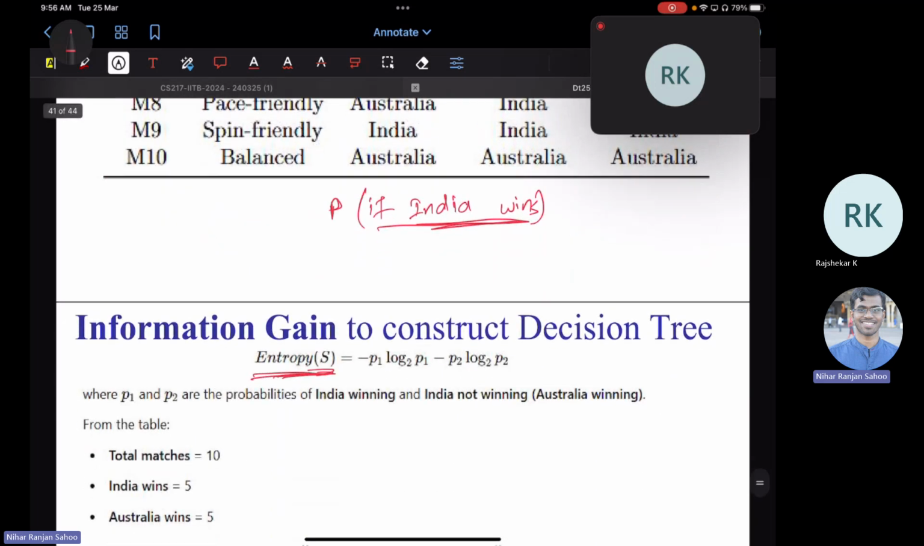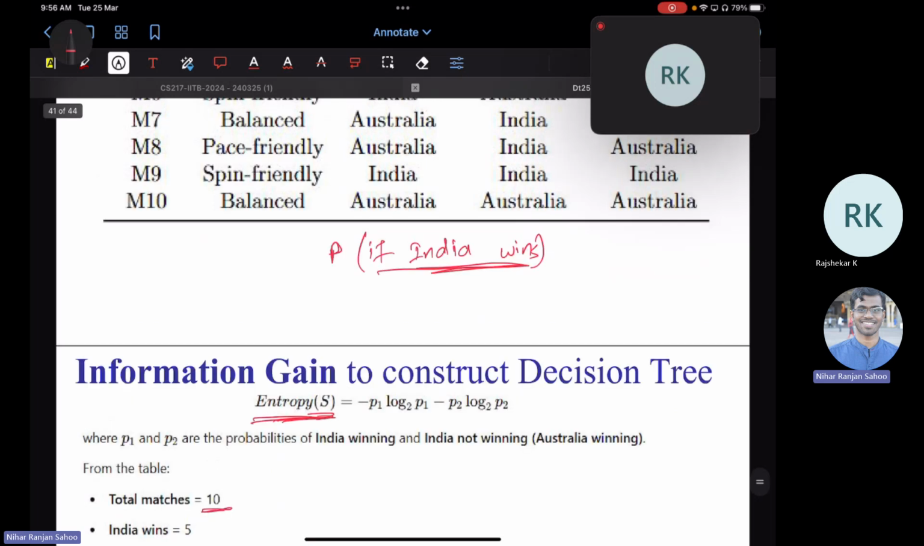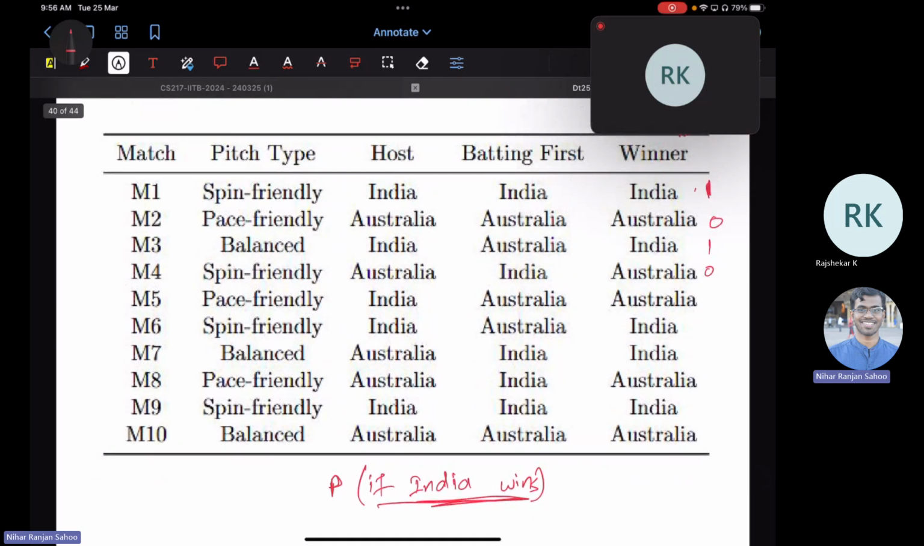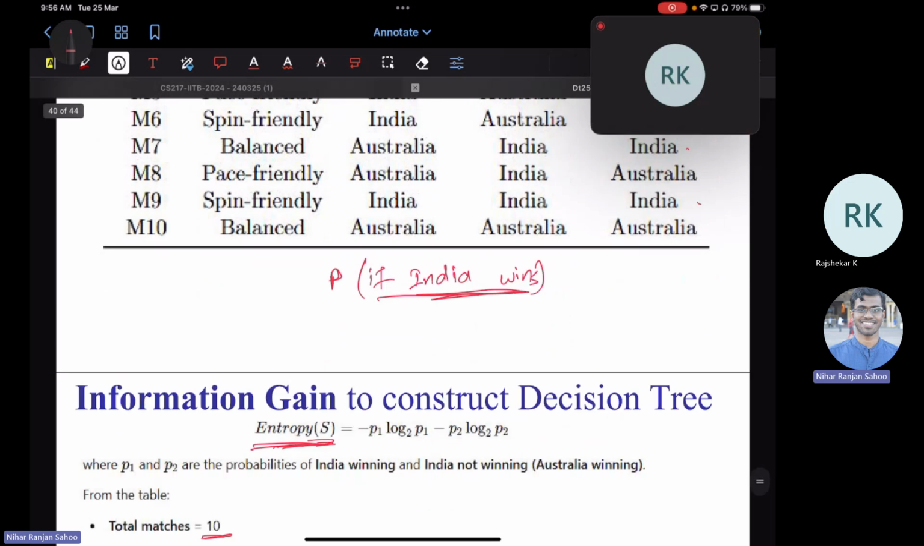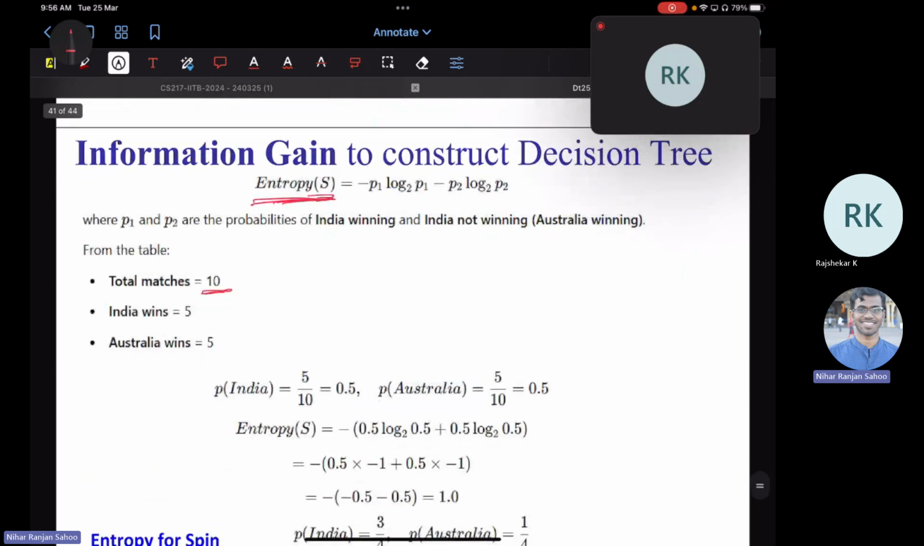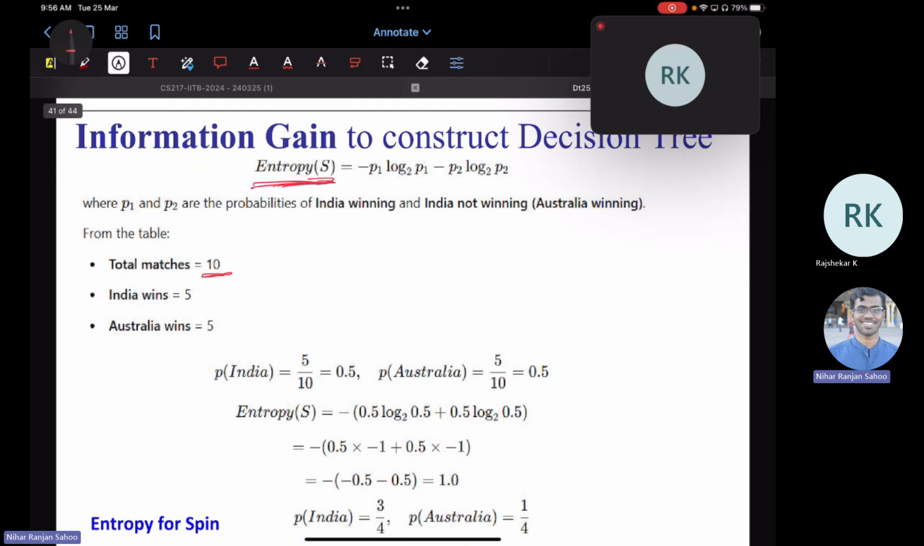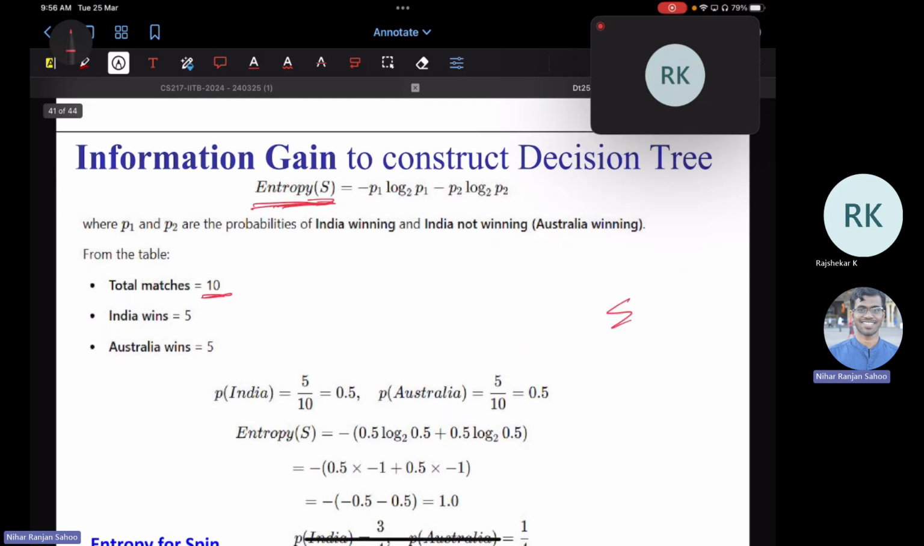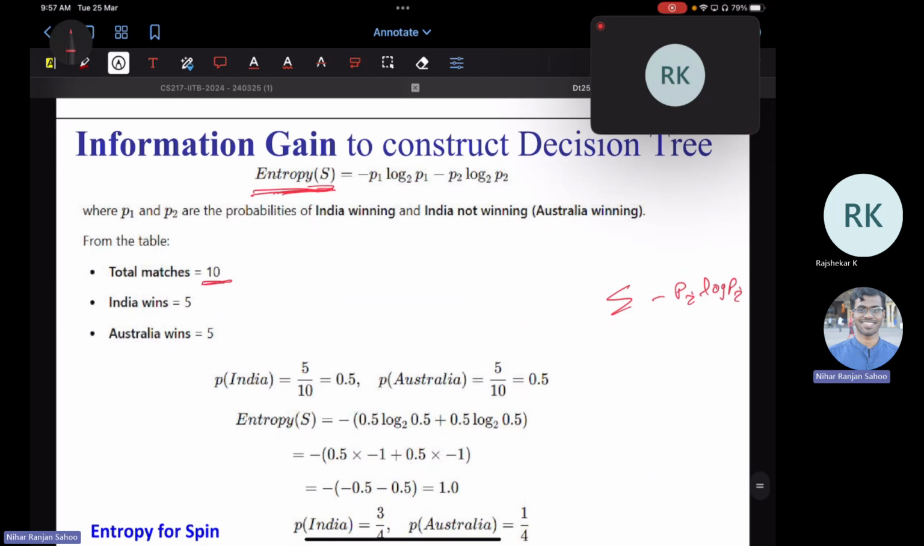So how many total matches do we have? How many times does India win? 5 times India wins: 1, 2, 3, 4, 5. 5 times Australia wins. Then what will be the entropy of that y level from the given data? Entropy, we know the formula already: the summation of probability of i into log probability of i. So you put in these values.